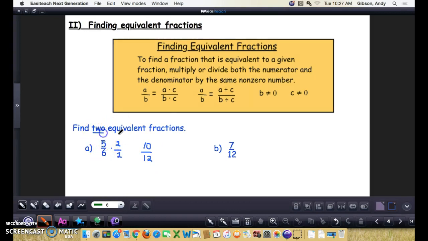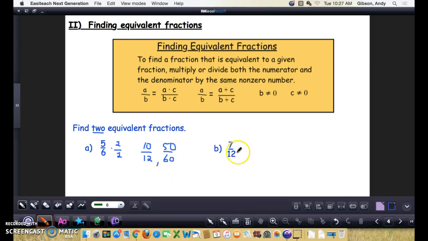Oh, they want 2 equivalent fractions. Well, I can multiply the top by 10 and the bottom by 10, and I would get 50 over 60. So I have 2 equivalent fractions. Over here, 7/12. I want you guys to try this one, so pause. When you're done, you start it back up again.